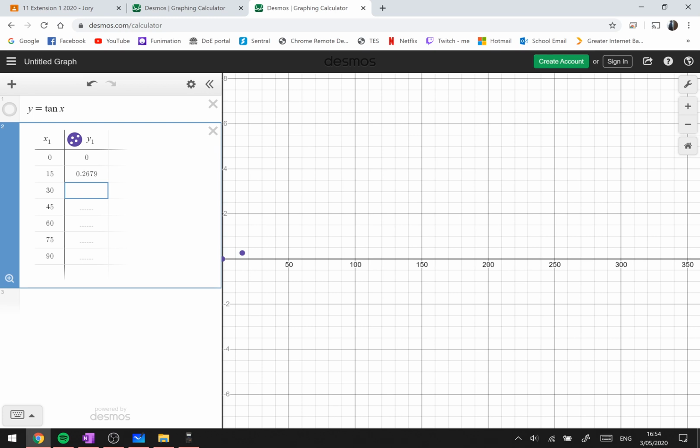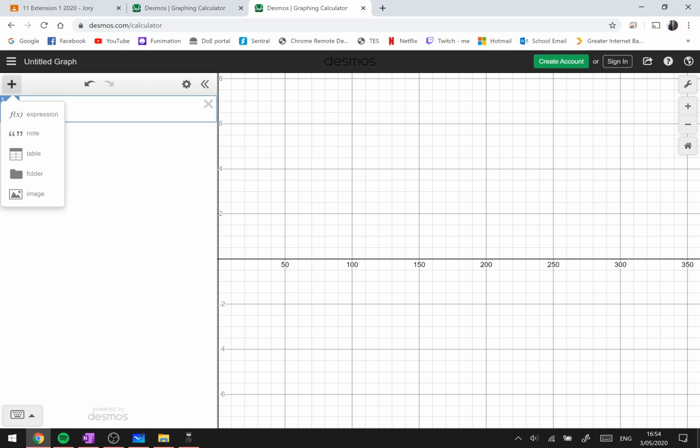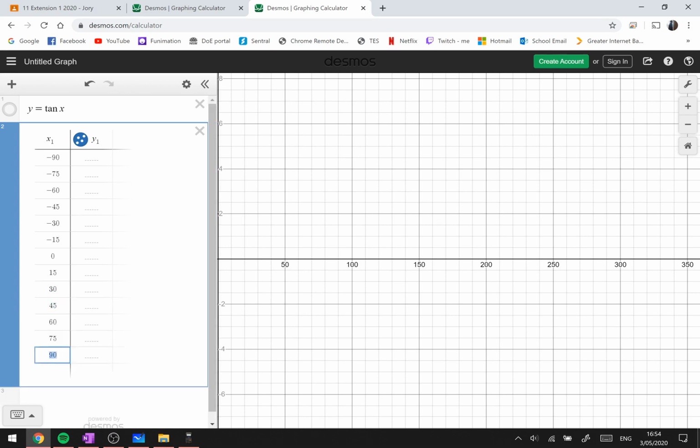Let me restart this one, sorry. Get rid of this. Oh, for God's sakes. Get rid of this. Put in a new table. And we're going to go from minus 90 up to 90. I've decided it might be a bit better because it will actually show us what's going to happen. So I'm going to continue starting at 90 anyway. So 0 to 15.